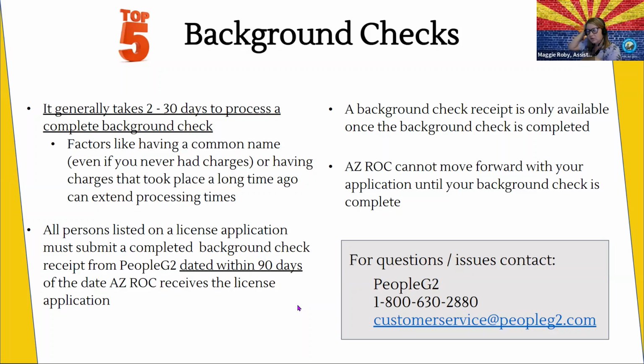Again, we are looking for that completed date. So if you submitted the request for your background check in June, but the background check wasn't actually completed until September, the September date is what we'll be looking at to make sure it was completed within 90 days.